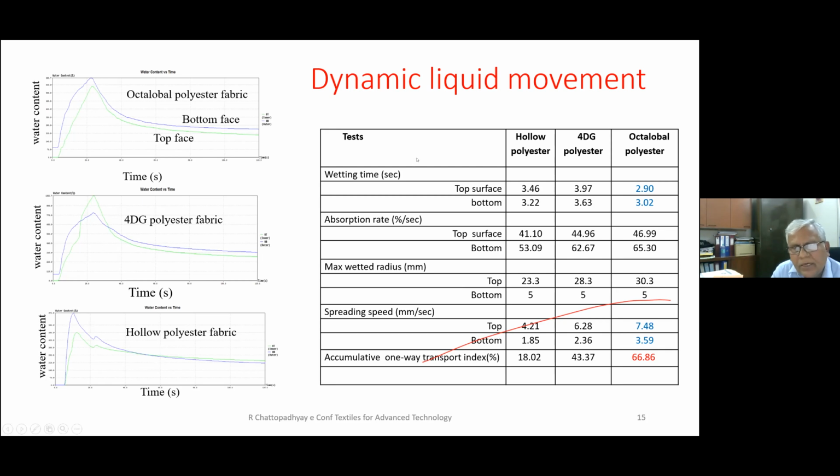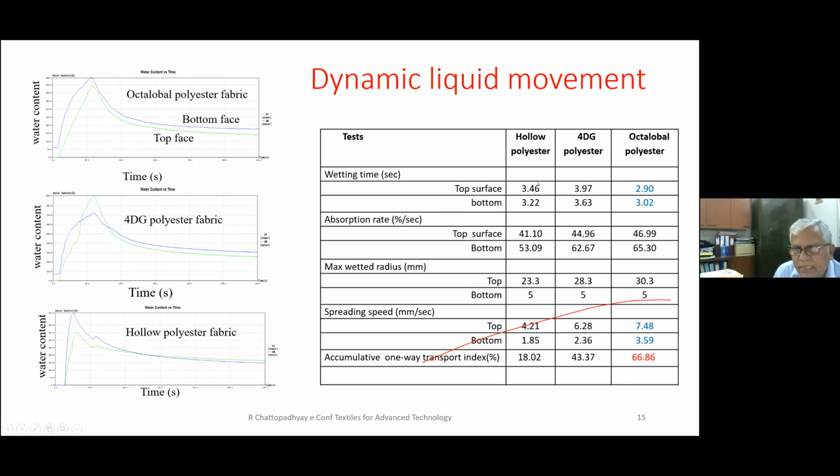If we look at this table now, the last part of the table is not visible. If you look at these data, that is wetting time, absorption rate, maximum wetted area, spreading speed, these are the parameters which are studied by using an instrument. And if we look at this data, it shows that in all the cases the fabric made using the octalobal polyester fiber is giving much higher values in comparison to 4-DG polyester or hollow polyester fibers.